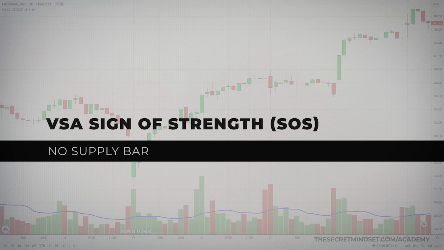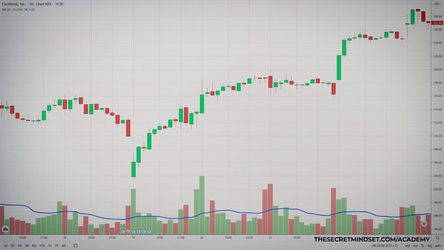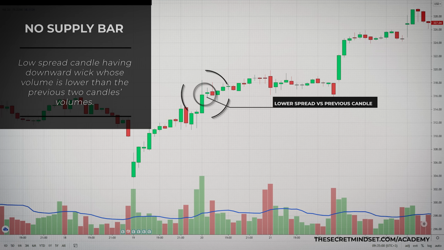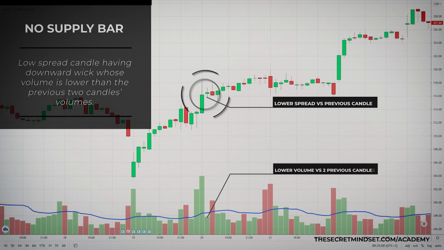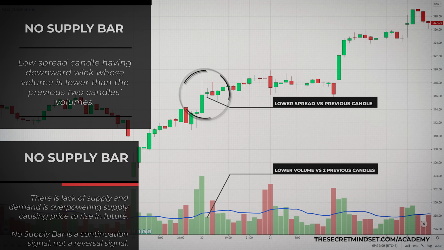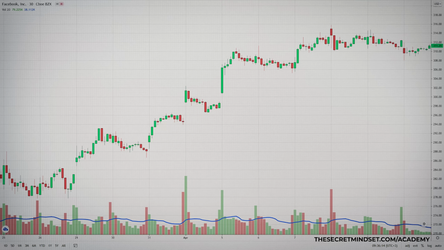Number 5. No supply bar. This is a low spread bearish candle having a downward wick, whose volume is lower than the previous two candles' volumes. No supply bar means there is a lack of supply and demand is overpowering supply, causing price to rise in the future. Please note that no supply bar is a continuation signal and not a reversal signal. No supply bar is effective only if it appears after bullish momentum or appears after a sign of strength in the direction of the trend.